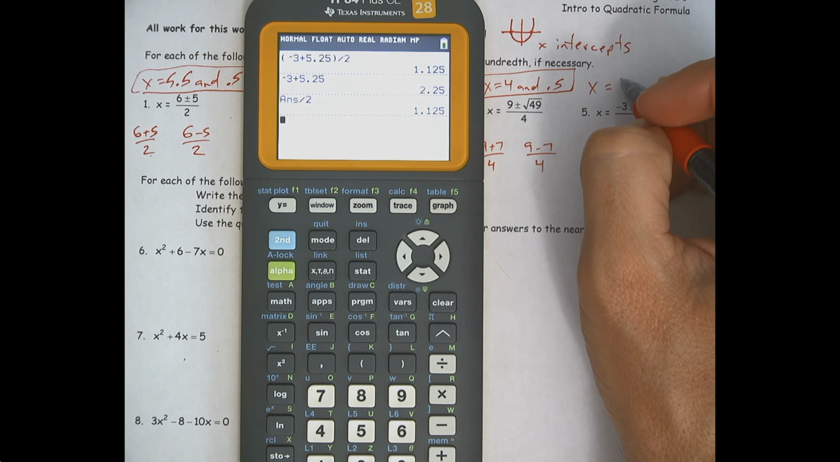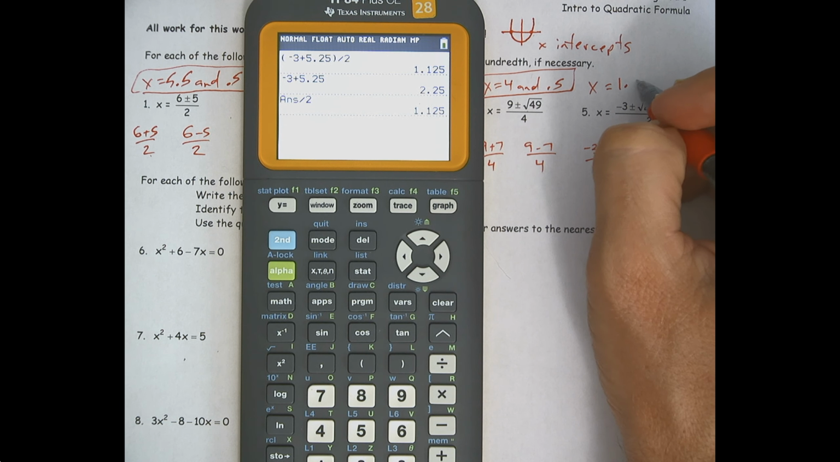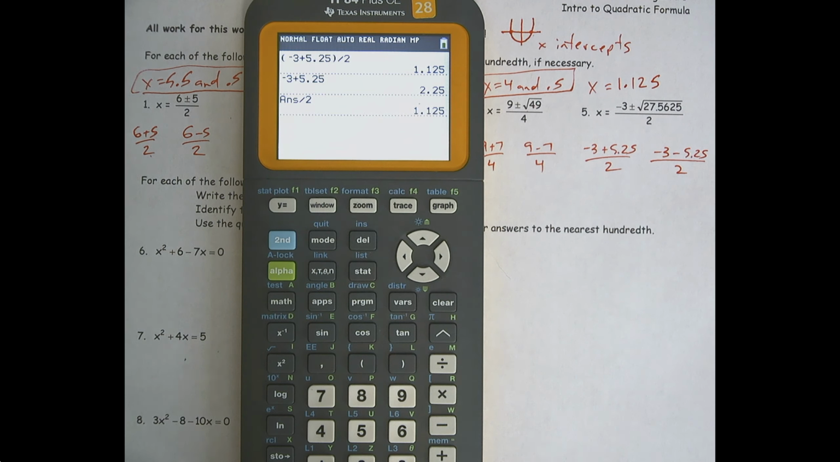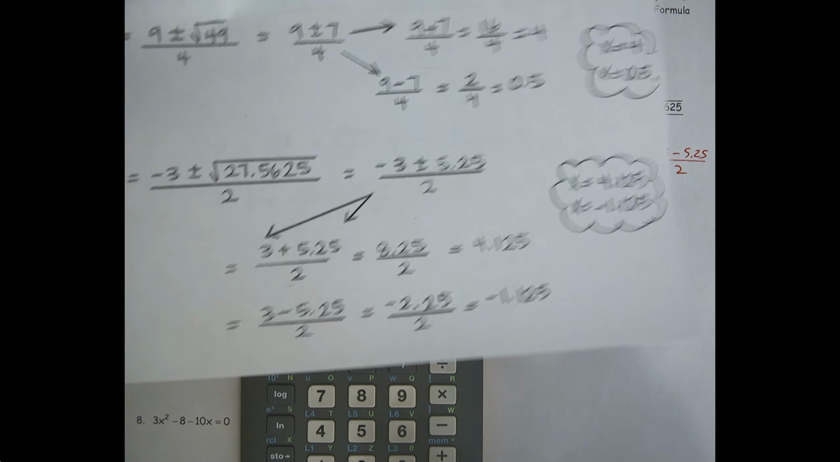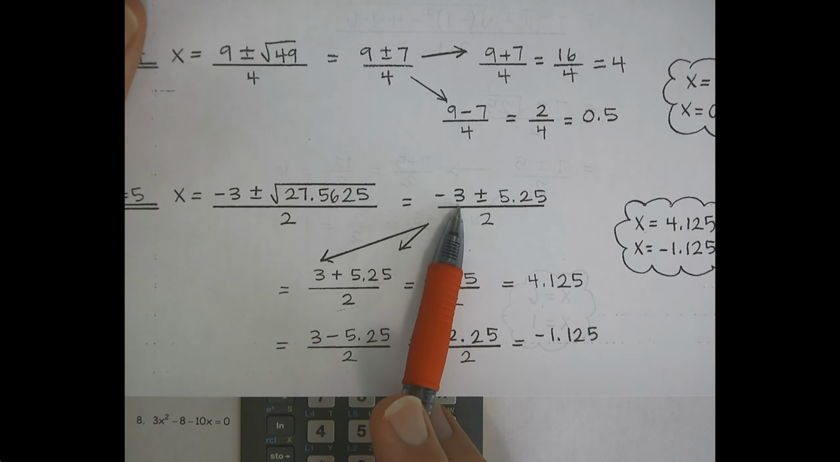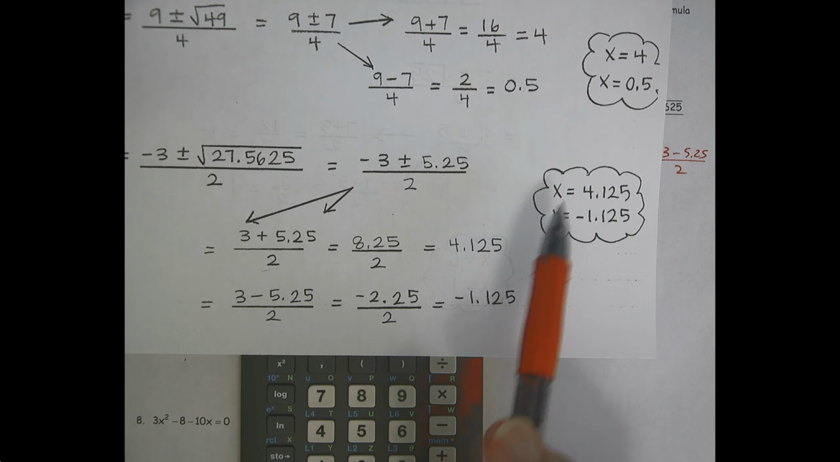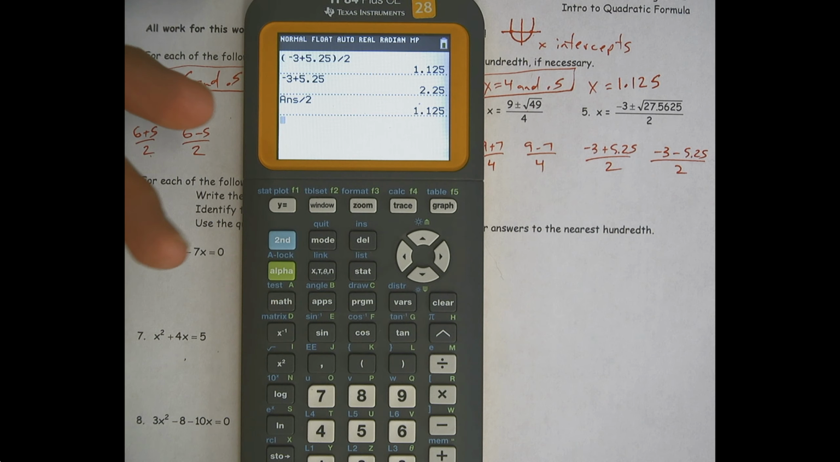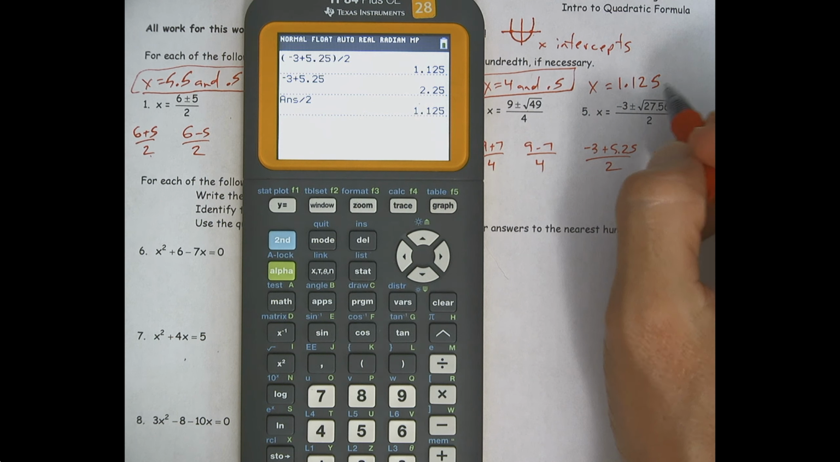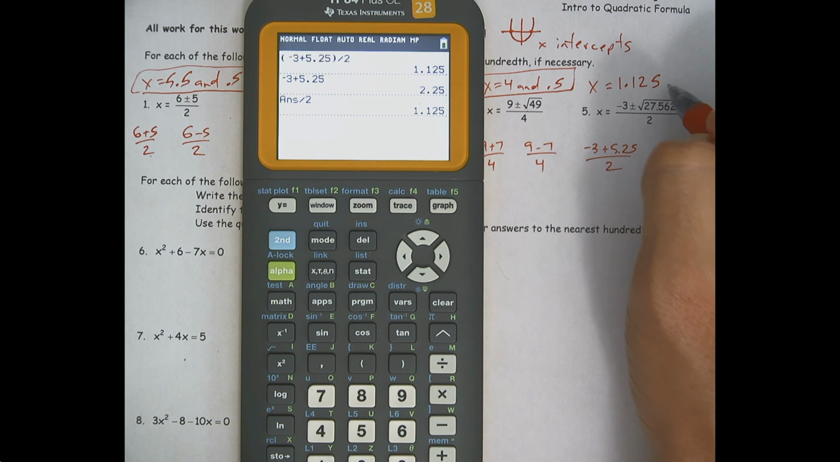Yep, and looking at the key that was posted, this is incorrect. So let's get the right answers here. 1.125 is correct. Your key, you can see when this key was made, the negative 3 disappeared and created some incorrect answers. So your key was incorrect here. So we have positive 1.125.